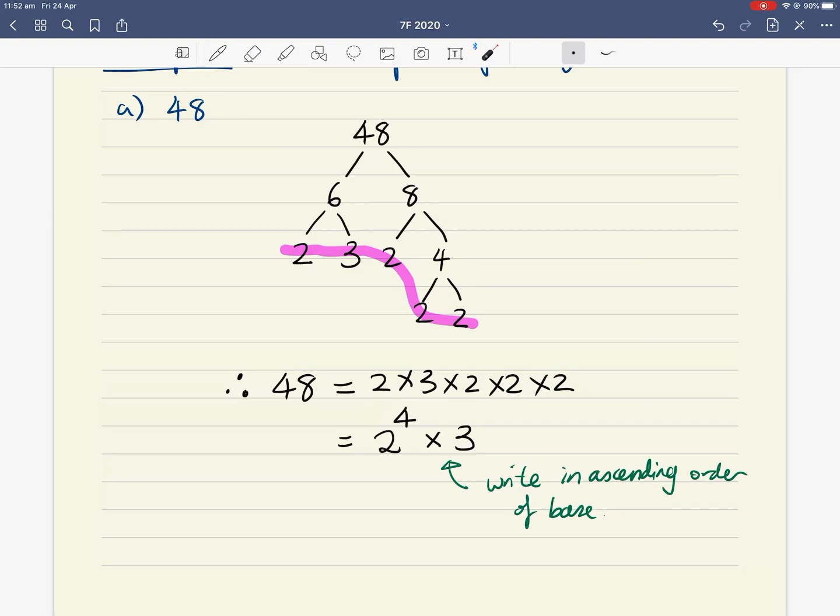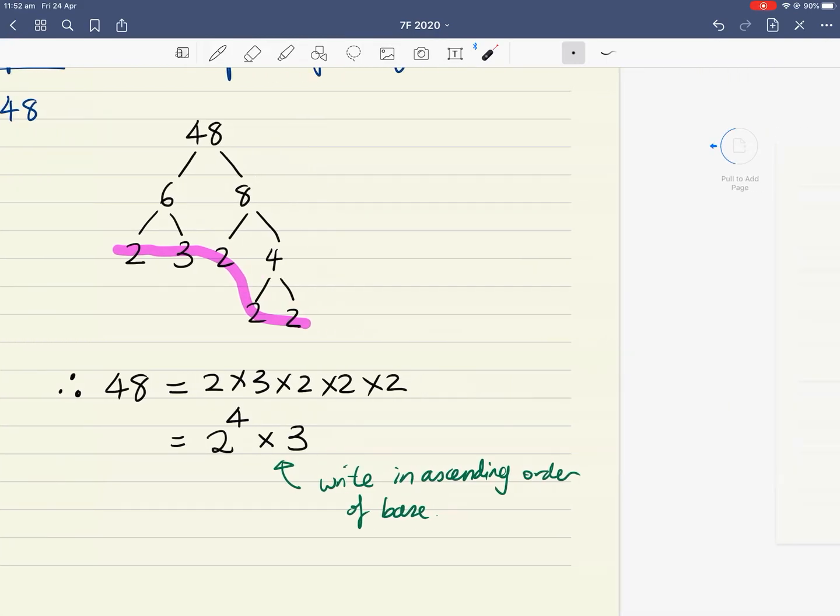Now let's do one more just to make sure we fully understand prime factor form. So let's swipe across and do example B.